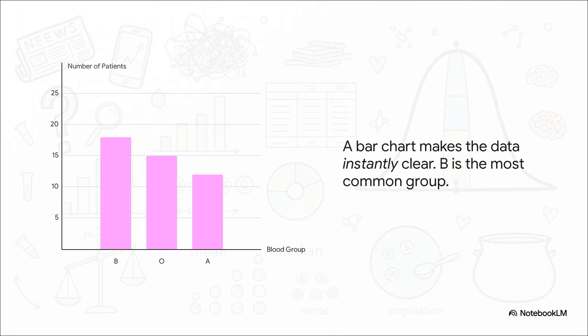And boom, by turning that table into a simple bar chart, the story just jumps right out at you. The B bar is obviously the tallest. It's the most common blood type in this group. The AB bar is the shortest. You don't have to read or calculate anything. You can just see the results instantly.